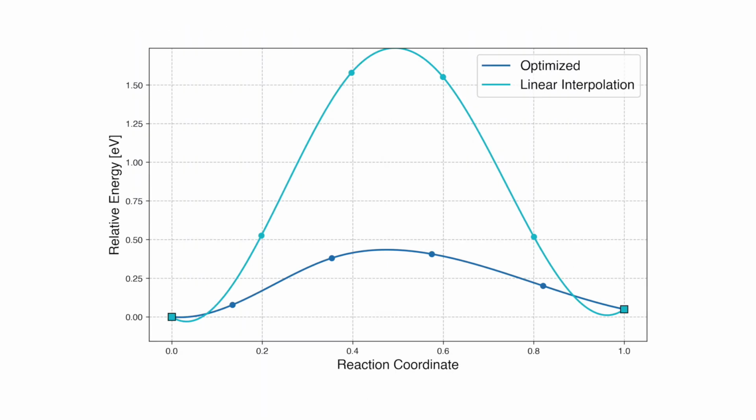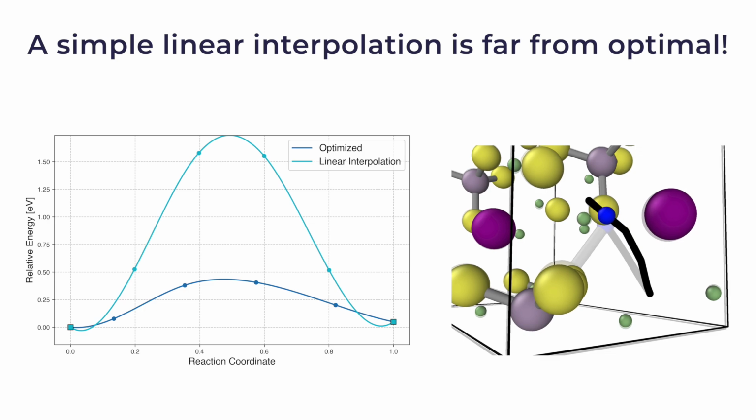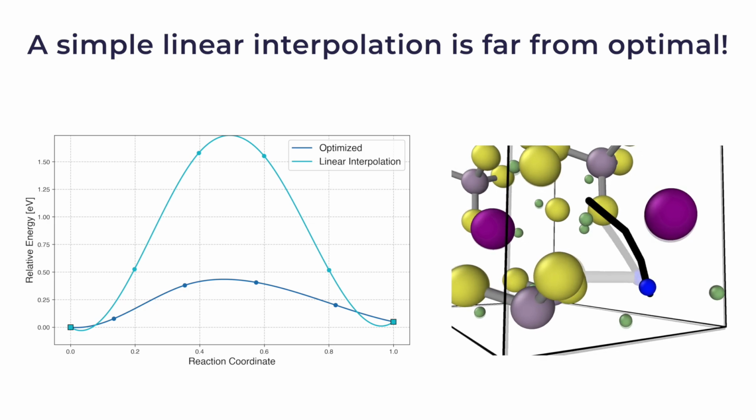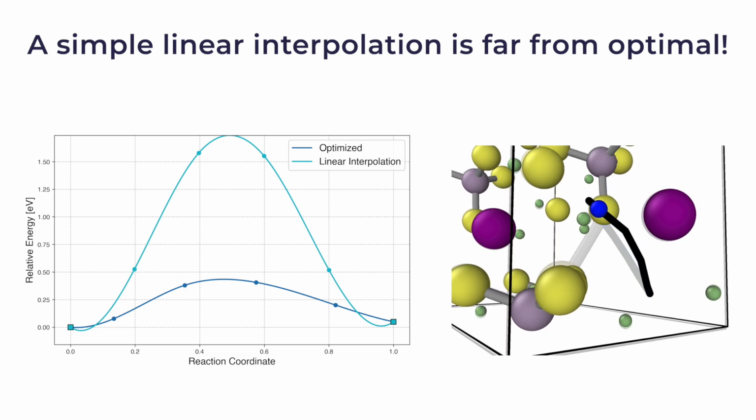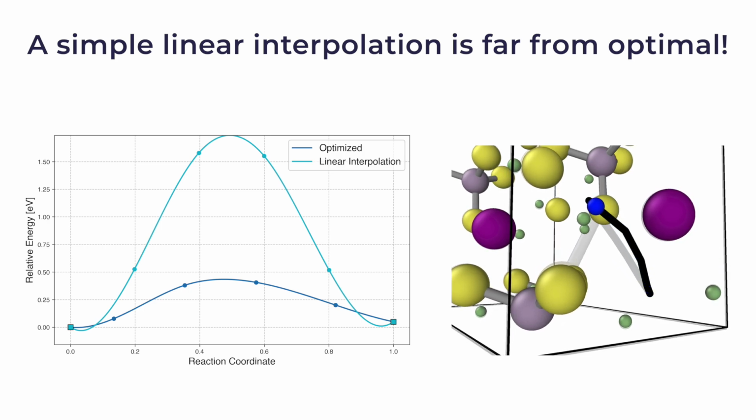Interestingly, if we compare this optimized path to a simple linear interpolation between the start and final positions, we see a dramatic difference. The linear path here would predict a barrier of over 1.5 eV, nearly 4 times higher than the optimized one. This highlights why proper transition state searching is crucial.